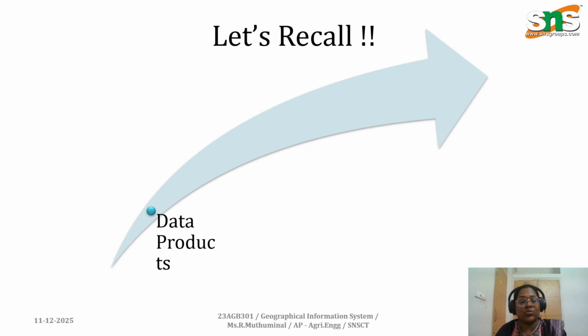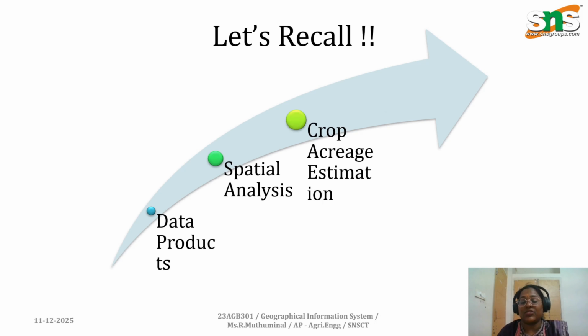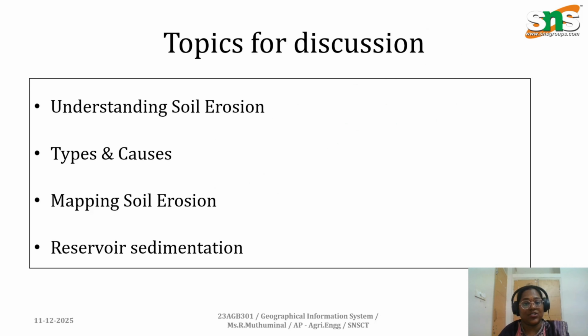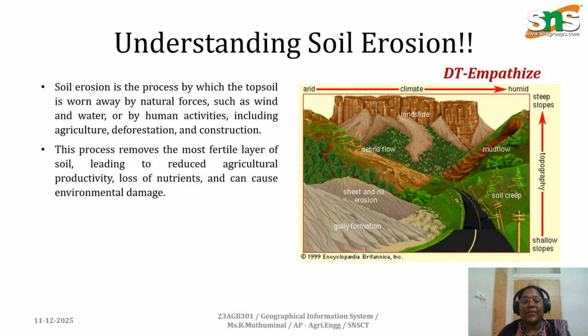We have seen about data products, spatial analysis, crop acreage estimation, and also crop conditions. Today, the topic will be on understanding soil erosion, types and causes, mapping soil erosion, reservoir sedimentation, and what is going to happen if we utilize the GIS for the help of mapping them. So before going, we have to know what is soil erosion.